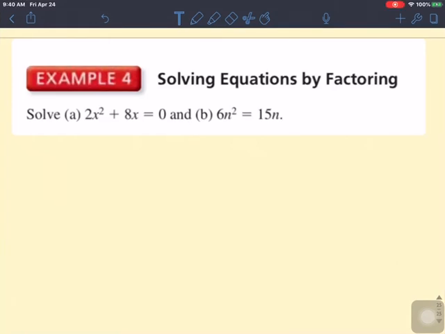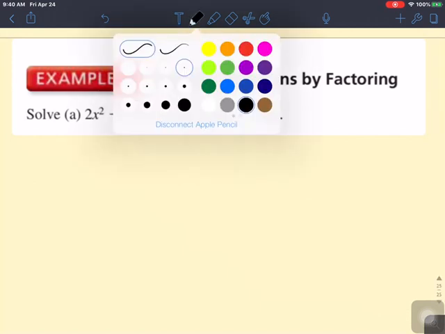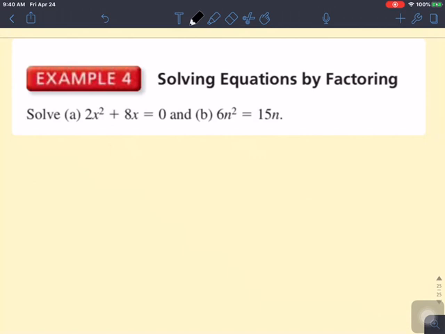We're bridging off of last lesson, which is factoring. And so now we're going to actually solve equations by factoring. We're actually going to put this to good use. And so we're going to split this into two pieces. I'm going to write the problem down as we see it. And I'm going to split this into two parts here. And so A would be 2x squared plus 8x equals 0.